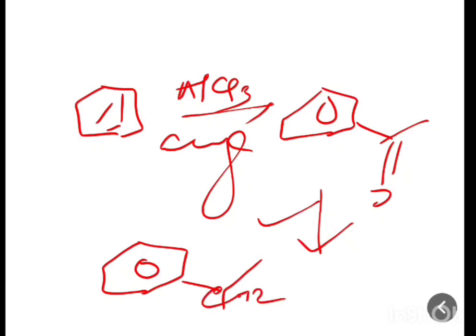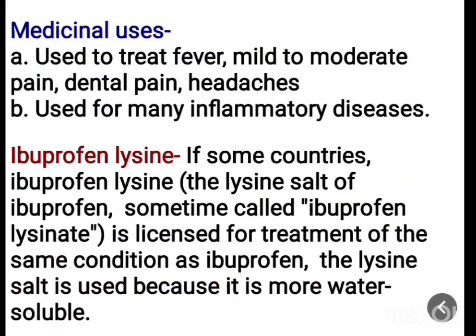Next one, medicinal uses of ibuprofen. It is used to treat fever. Fever means, we know that if temperature gets so high, we term it as fever. Also mild to moderate pain, and also dental pain. We know dental pain is very much dangerous, because when dental pain is produced, due to dental pain we get ear pain, headache, many things. So for all of the pain and fever type things, we can use ibuprofen.